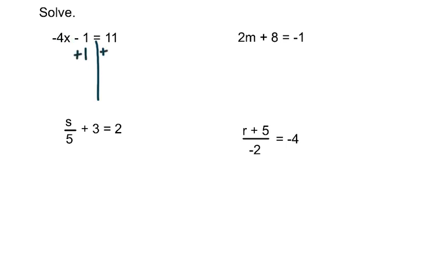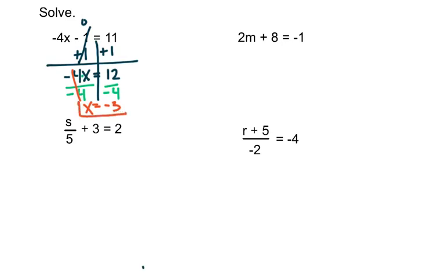We would add 1 to both sides. Well, negative 1 plus 1 is 0, so I don't need to write that. So I'm left with negative 4 times x is equal to 12. Now the operation that's connecting the negative 4 to the x is multiplication. Well, to undo multiplication, I'm going to divide both sides by negative 4. Negative 4x divided by negative 4 is just 1x. And 12 divided by negative 4 is negative 3. So using inverse operations, I end up with x equals negative 3.